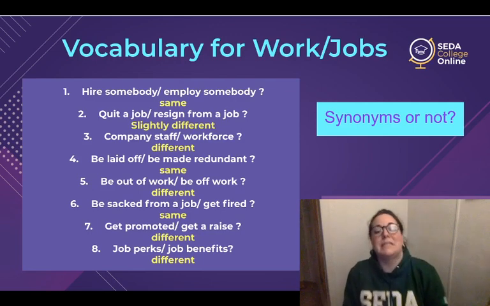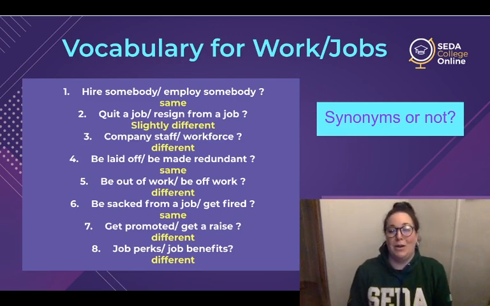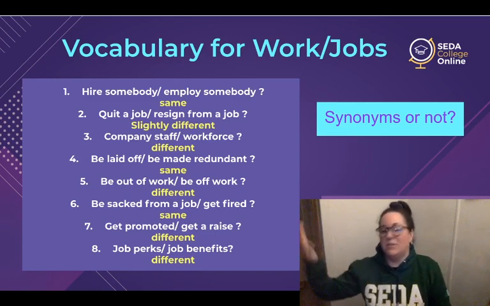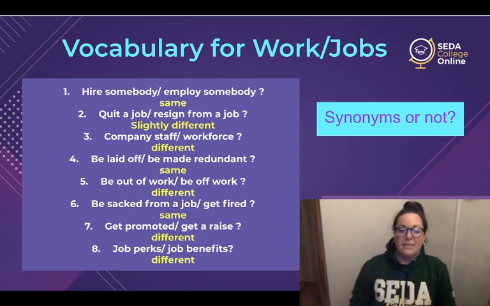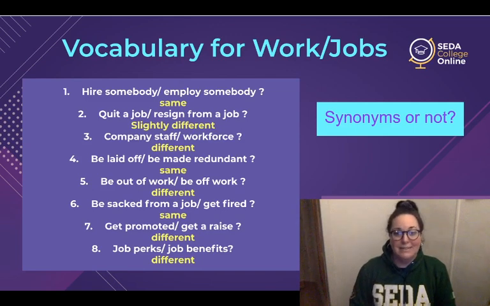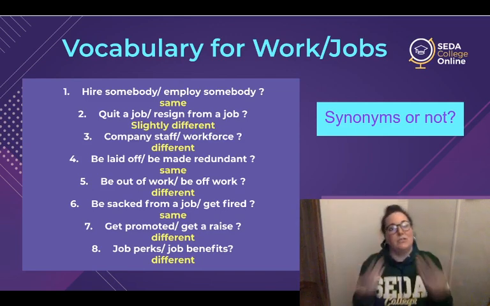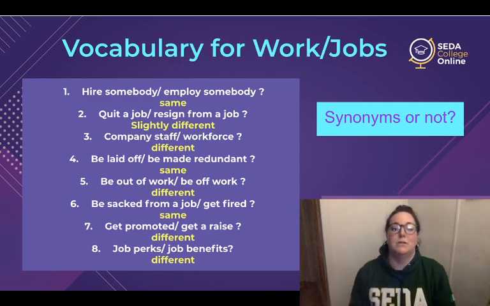So just remember the slight difference is that quit is more informal. Okay, so when people leave in a huff and they just leave the building, they say, I quit. They don't usually say, I resign. But it doesn't mean that just because somebody's resigning, it's on better terms. Quit is just more informal.